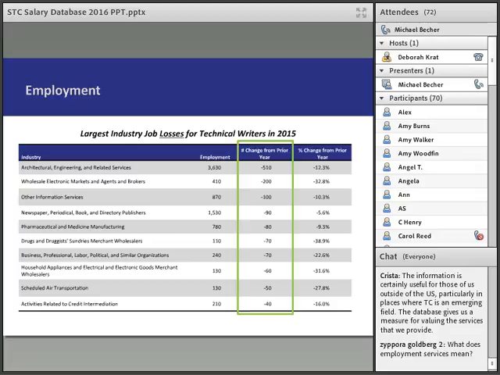So here we're looking at the biggest job losses in 2015, again focusing on the number change from the prior year. The architectural, engineering, and related services saw the highest number of decrease of technical writers employed, which represented 510 technical writers and 12.3%. The wholesale electronic markets and agents and brokers saw a 32% drop. So if you're looking to get into these industries, those might not be the best ones to get into.